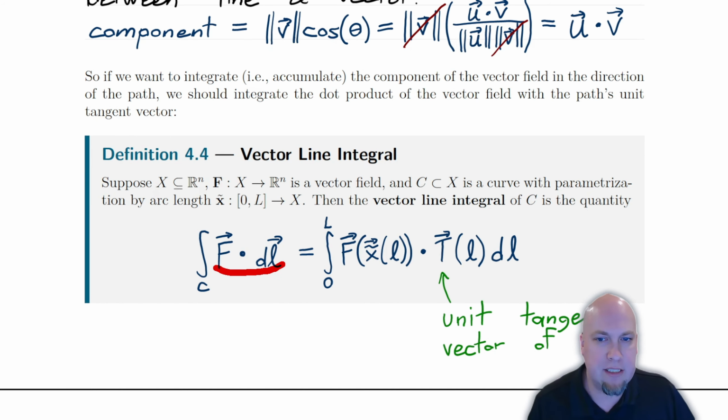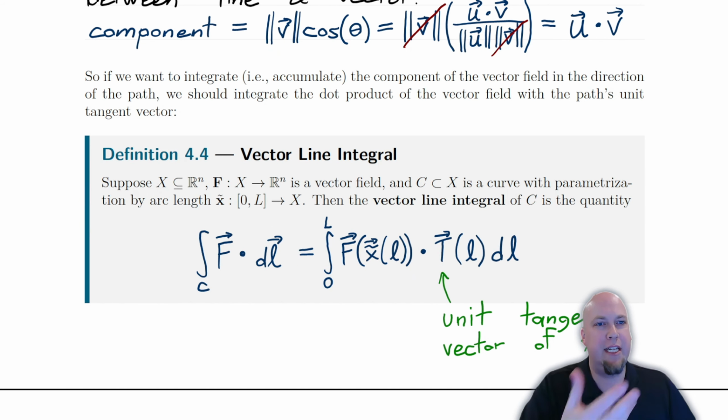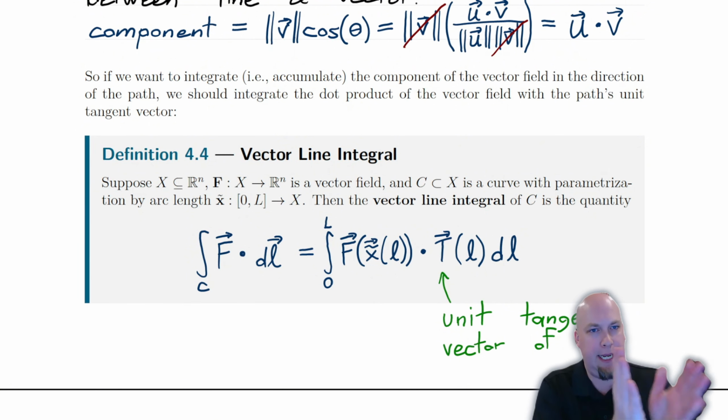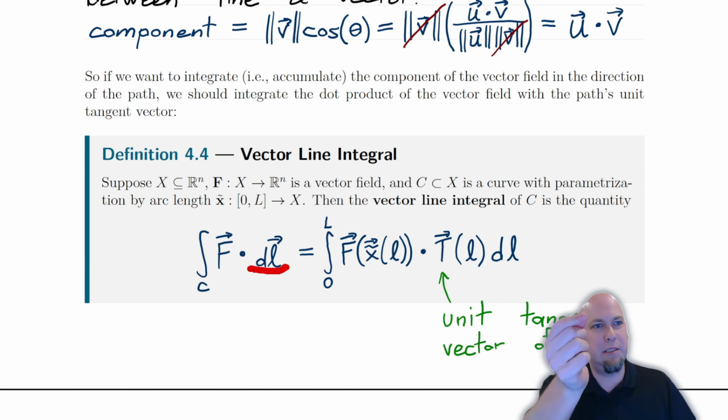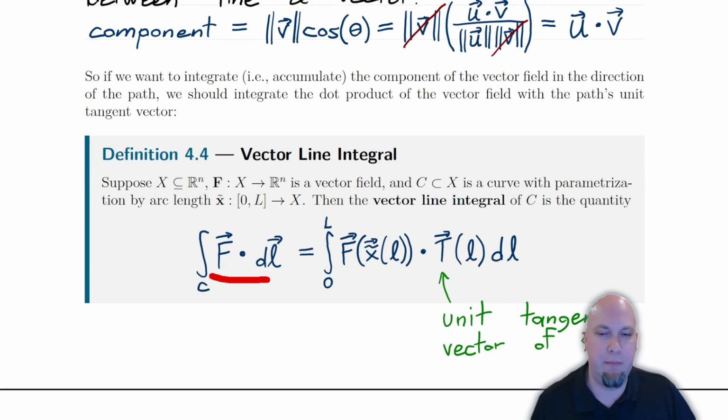This notation is meant to be suggestive of the fact that what we're doing in a vector line integral is accumulating dot products. We're accumulating how much two vectors overlap: the vector field vector, and this thing, which is like an infinitesimal vector in the direction of the path. That's what this notation is getting at. But how do you actually compute it? What's the formula for computing this?